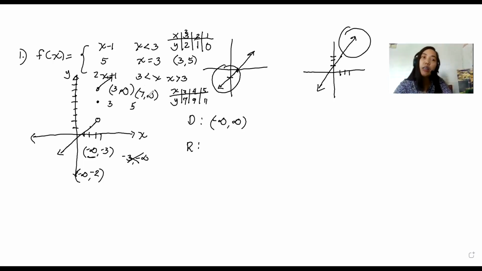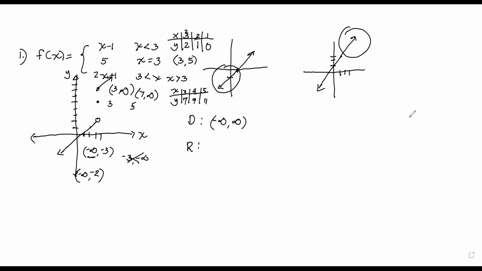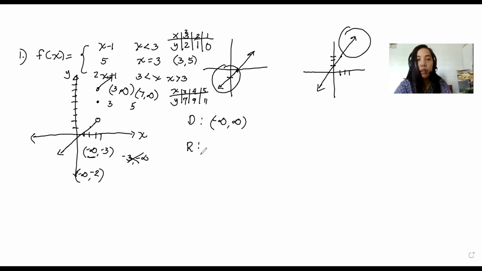So what do you think is the range for this piecewise? What do you think is the range? Is 5 included here? Right? No. So we can't just union. Negative infinity to negative 2, union 7 to positive infinity, and also, we're going to include 5. So we have 5.